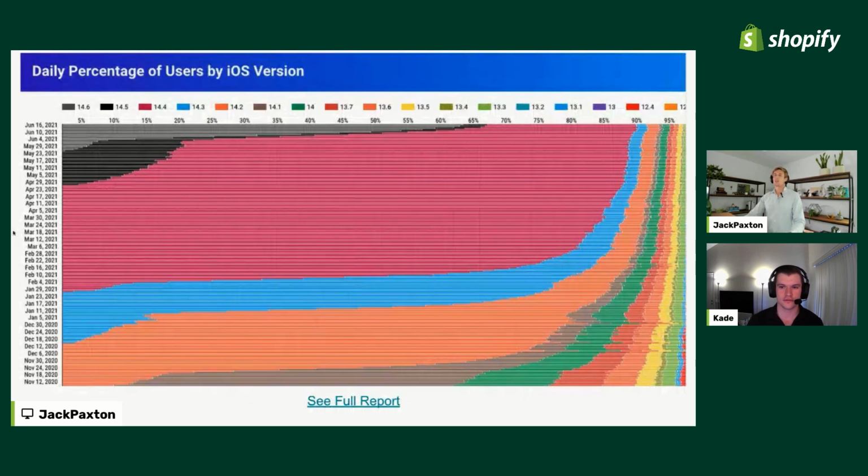Okay, this is a quick little chart that will show you the adoption rate. I think I updated this today. So you can see here in May when the update rolled out. And you can see as of now, about 65% of people have opted in to 14.5 or above.